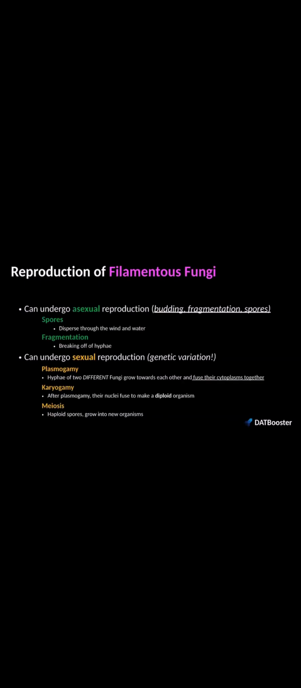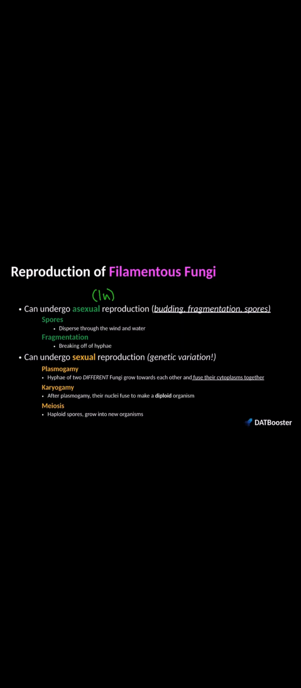Let's take a moment to look at the modes of reproduction for filamentous fungi, because filamentous multicellular fungi can undergo asexual reproduction as well as sexual reproduction. Forms of asexual reproduction include budding, like non-filamentous fungi, fragmentation, and the production of spores. We're going to look at this visually in the next slide, but just so you know, whenever a filamentous fungi undergoes asexual reproduction, it's going to be in a haploid, not a diploid, state. So spores and fragmentation are both a type of asexual reproduction.